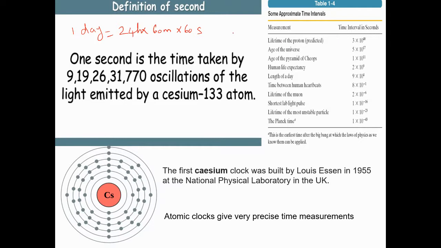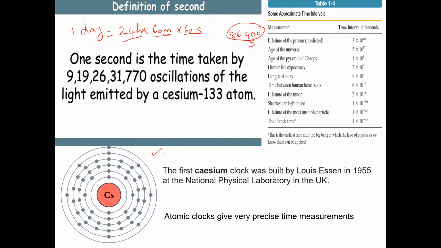86400. 86400 seconds we have in a day. 24 hours in a day, 1 hour is equal to 60 minutes, and 1 minute has 60 seconds. When you multiply all these things, you will get this number. Clear? Now, how do they give the definition for the second?